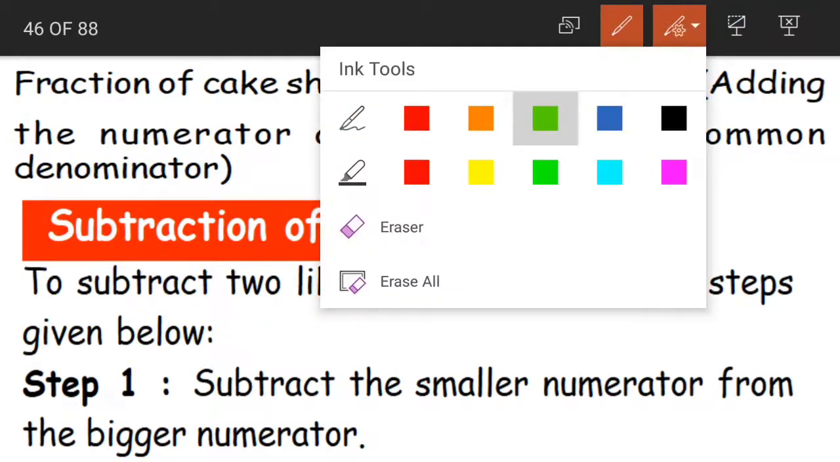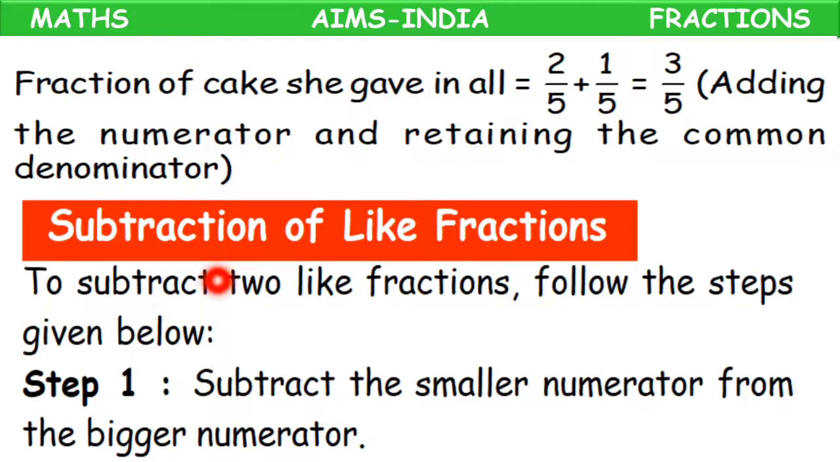I hope this is clear, children. Why? Because just as we have done the addition of like fractions, on the same lines we also subtract like fractions similarly. Subtraction of like fractions is also the same as adding the given two like fractions. So to subtract two like fractions, follow the steps given below.